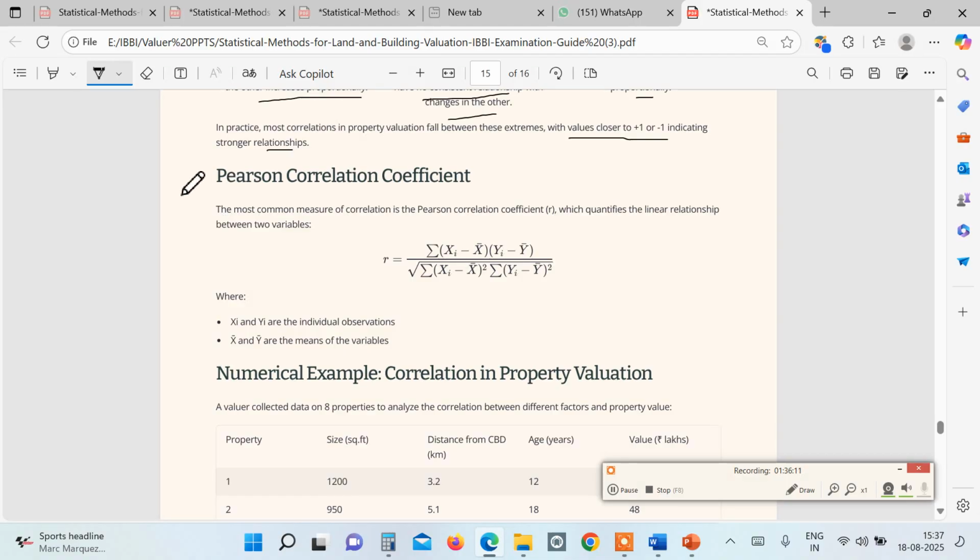We should know the Pearson correlation coefficient. This is the formula for Pearson correlation coefficient, where x and y are the individual observations and x bar and y bar are the mean variables. We will make things clear with an example.